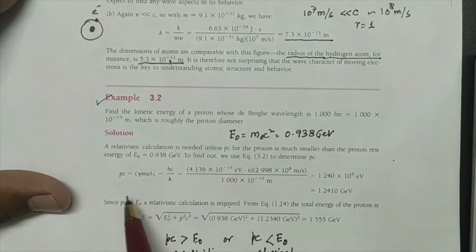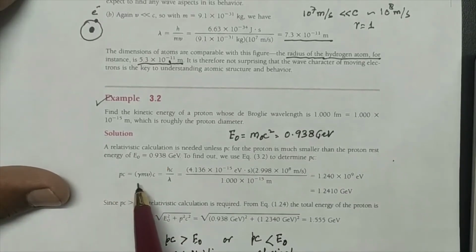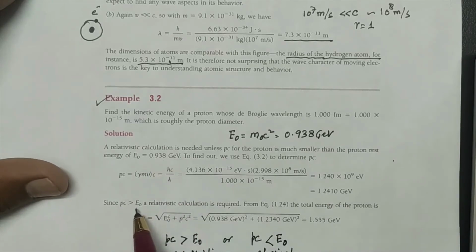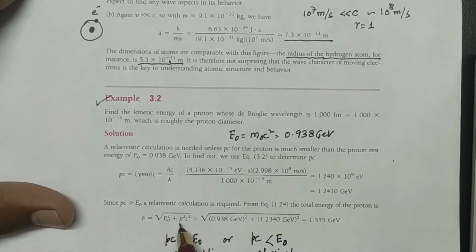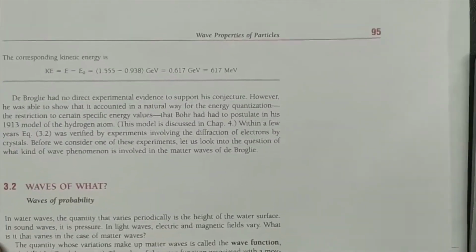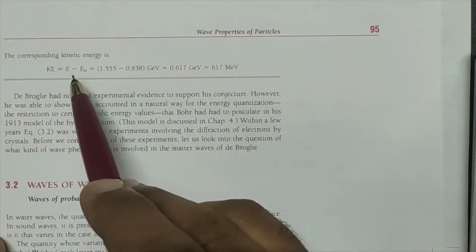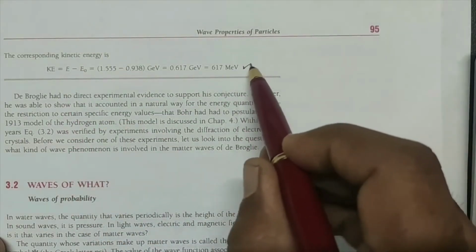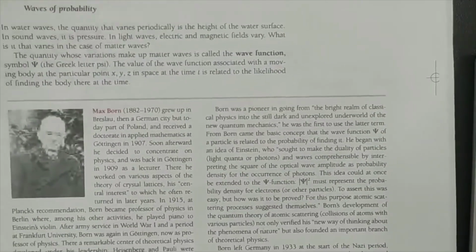For example, in this case, if you calculate PC, because P is gamma m v, which is h by lambda, if you put all these things in, we get 1.24 GeV, which is greater than its rest mass energy 0.938 GeV. So PC is greater than the rest mass energy, so we have to use the relativistic calculation. The total energy is the square root of the rest mass energy squared plus p square c square. I can put all this in this expression and then find the corresponding kinetic energy as E minus E naught, the rest mass energy subtracted from the total energy. So this is what we get. You can also go through this example.